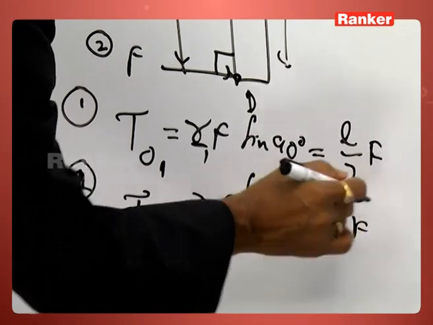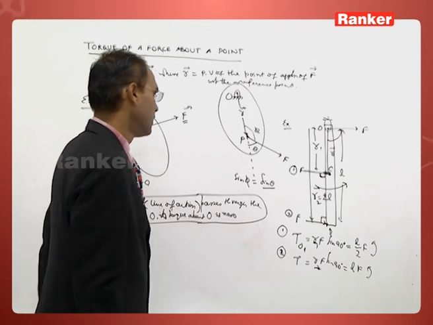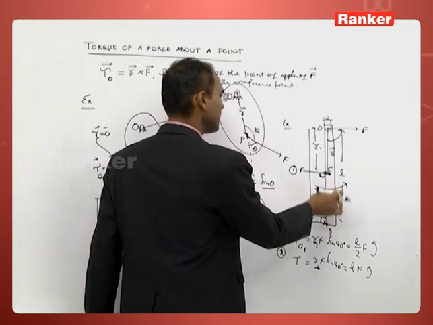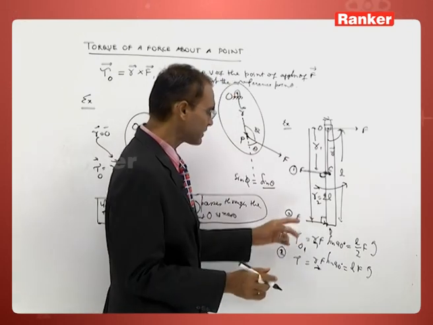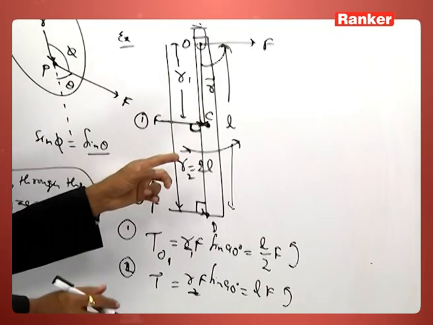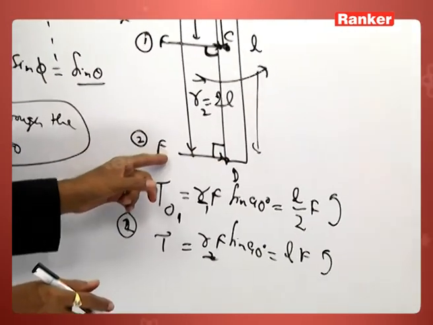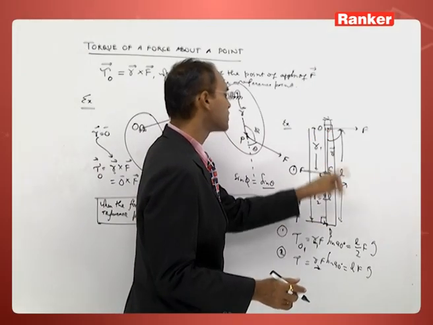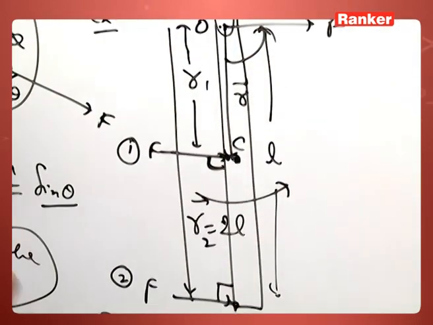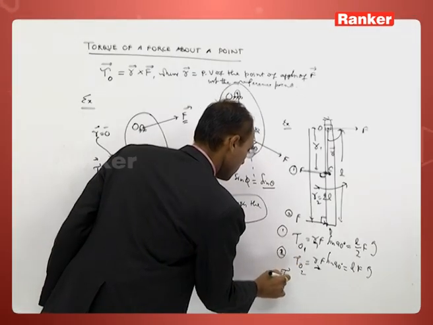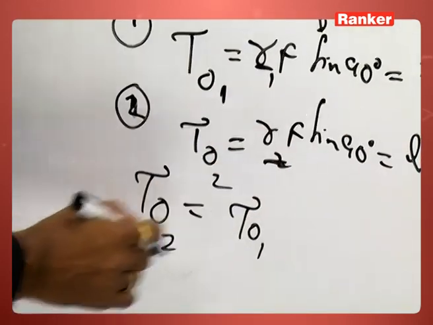This is L into F. Which sense? Anticlockwise. So here the ease of rotation is twice the ease of rotation in the first case. The twisting or turning effect of the force here is double the torque of the force at this point. The torque of the force acting at this point with respect to this point is double that of the same force acting at this point with respect to this point. Therefore, torque 2 is equal to 2 times torque 1.